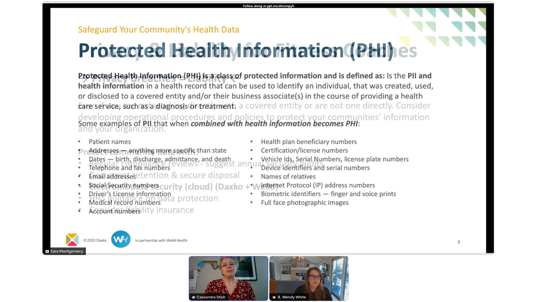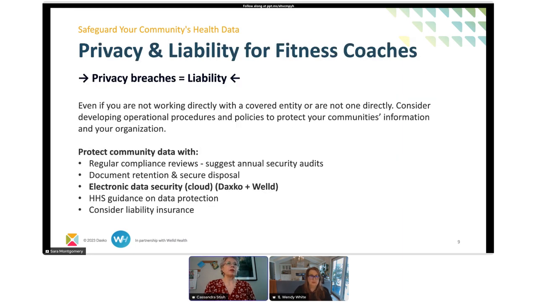So privacy and liability for fitness coaches. Well, I think probably some people on the call are thinking, well, I just collect a little bit of onboarding information. I'm just collecting a weight when they start, and maybe we're doing an in-body scan to give them something to go by. As long as it's being handed to that individual and you're not storing it, you don't have to worry about it, right?